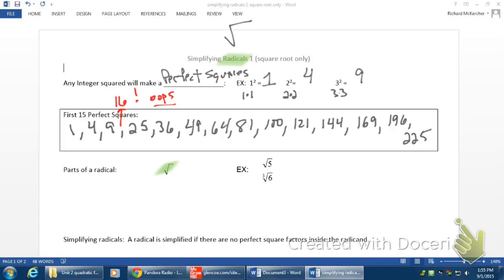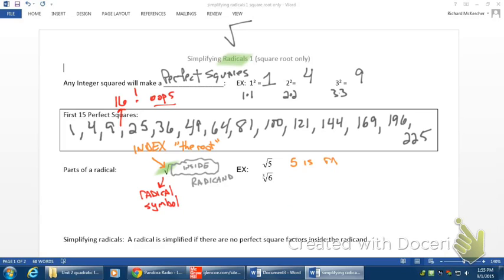So again, here's some vocabulary for us. Radical sign. The inside of a radical we call the radicand. And then the outside we call the index. Now the index tells us what root we're taking, whether it's a second root, a third root, a fourth root. In other words, a square root or a cube root, etc.